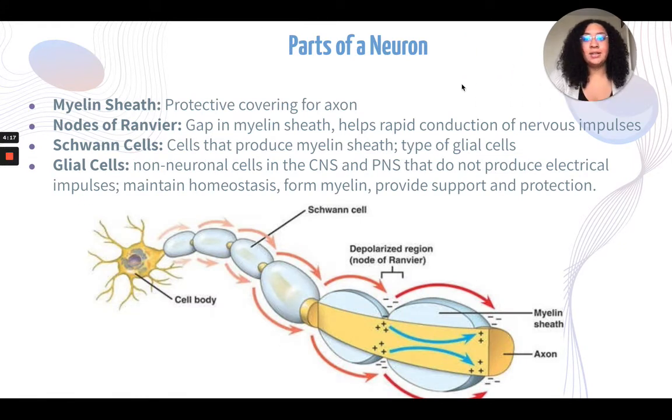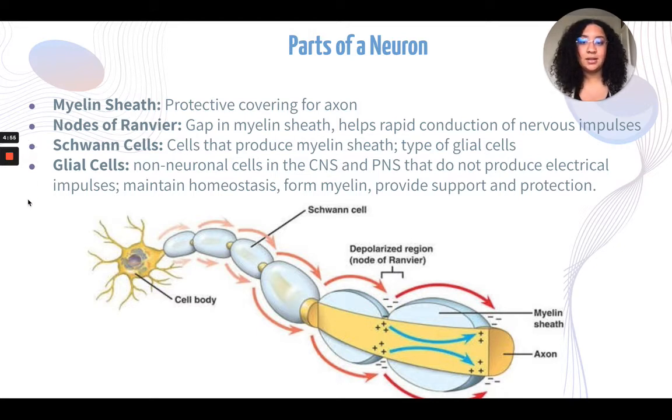So there are more parts. There's the myelin sheath, which we talked about. That's the protective covering for the axon. It also helps speed up the impulses. So there's the myelin sheath, and then in between are the nodes of Ranvier. Again, that's the gap in the myelin sheath, and that also helps rapid conduction of the nerve impulses. So without the myelin sheath, there would be no nodes of Ranvier. Therefore, the impulse would go slower.